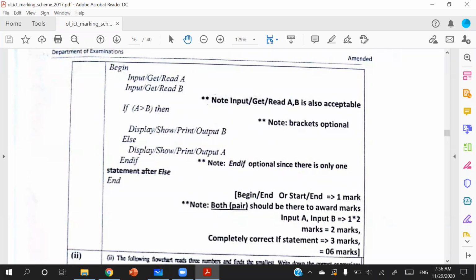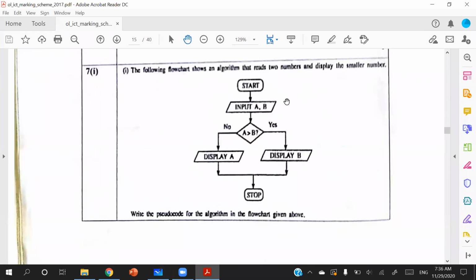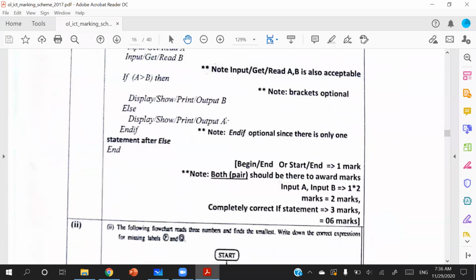So then the if condition is faced once you have given the inputs. So then the condition is going to be A larger than B, right? So then the keyword is a must, right? If A larger than B, then. So remember, the brackets are not compulsory, right? It is optional. If you are not having the brackets, it doesn't matter, but the condition should be there.